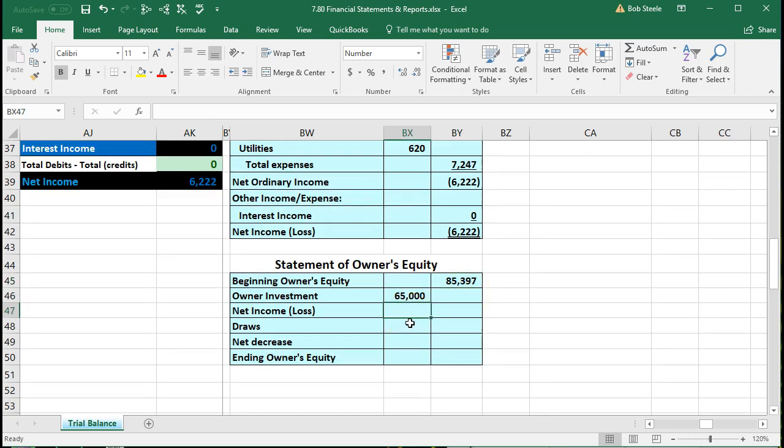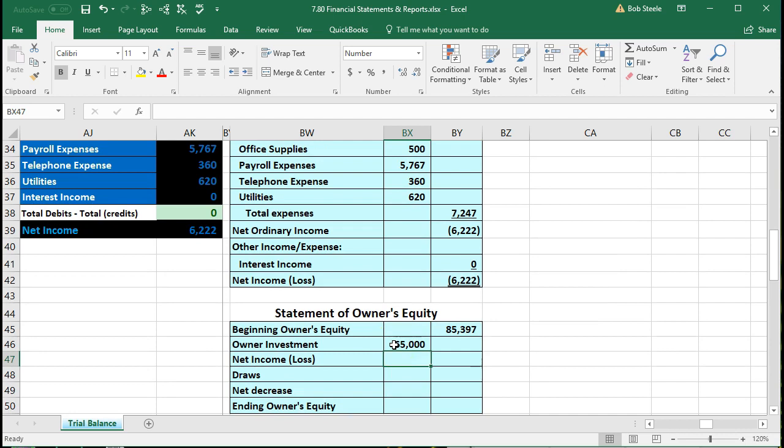Then the net income, this is going to be generated from the income statement. So we've just calculated it right there. It's a loss. We're going to put that same amount here by saying equals and pointing to that 6,222. I'm going to highlight this as yellow. I'm going to go to the Home tab, Font, and highlight it as yellow, and highlight this as yellow to indicate where these financial statements are being connected. Those are where they are tied together.